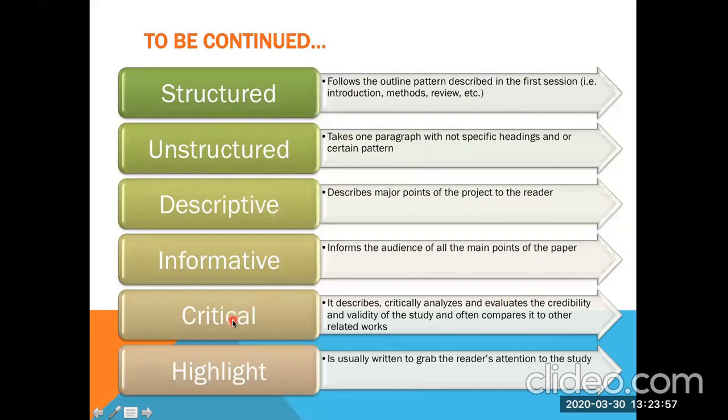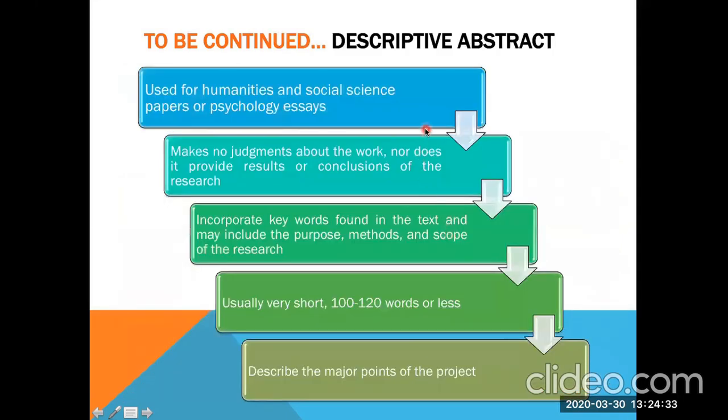The critical abstract is another type, but it is rarely used. It describes, critically analyzes, and evaluates the credibility and validity of its study, and often compares it to other related works. And the last type of abstract is called highlight. It's usually written to grab the reader's attention to the study. As you can see, we have many different types of abstracts that take different patterns or structures. Let's focus on two main types of abstract, descriptive and informative, that students of social sciences and humanities usually need to complete their research work.